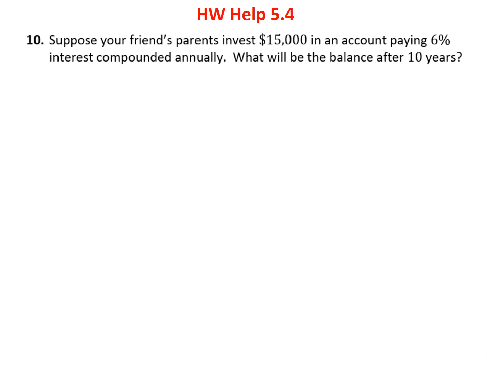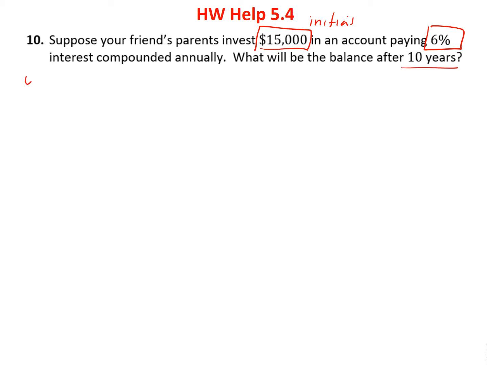Number 10 says, suppose your friend's parents invest $15,000. Oh, that's my initial amount. In an account paying 6% interest compounded annually. All right, so it's going to grow 6%, and they want to know what it'll be after 10 years.